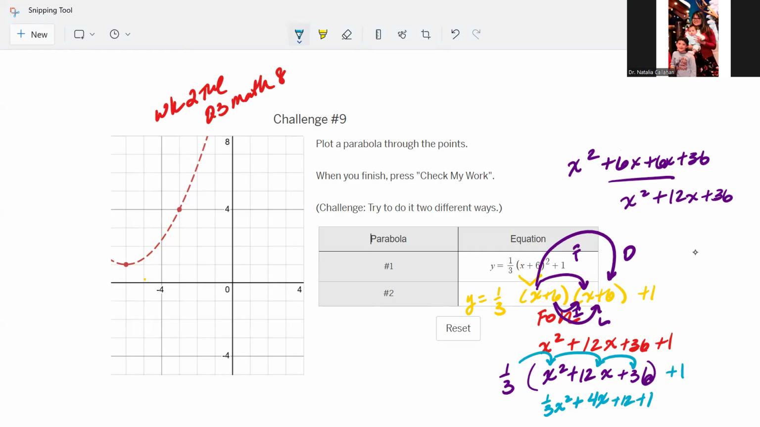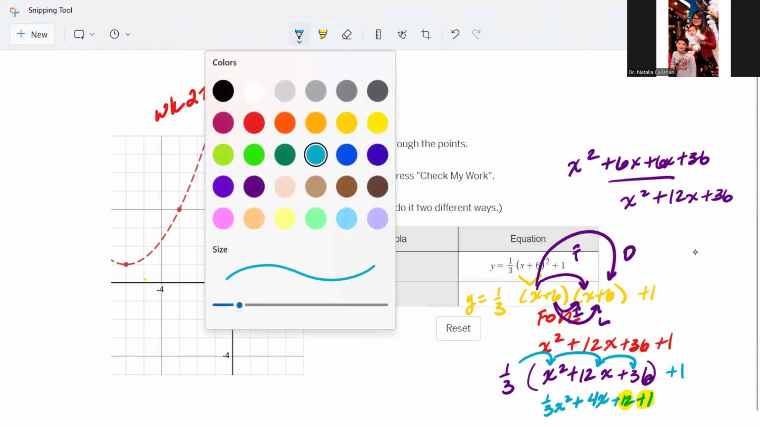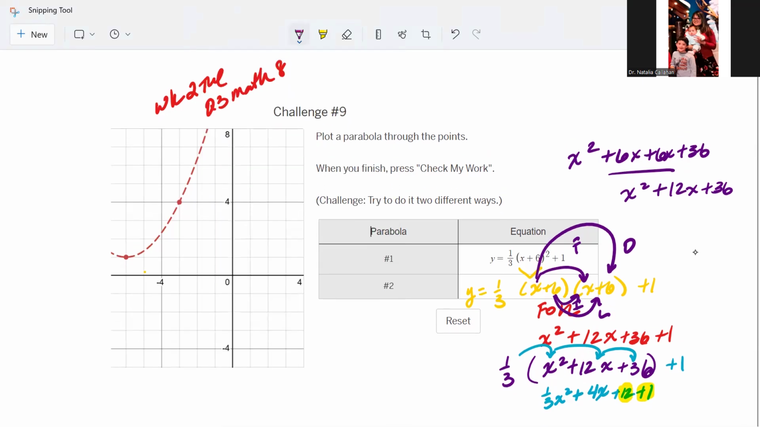And then what you do here is your 12 and the 1. You have to combine at the very end, okay? Can't combine that before you multiply. So you get 1/3 x squared plus 4x plus 13. That is your answer. Do you see that?